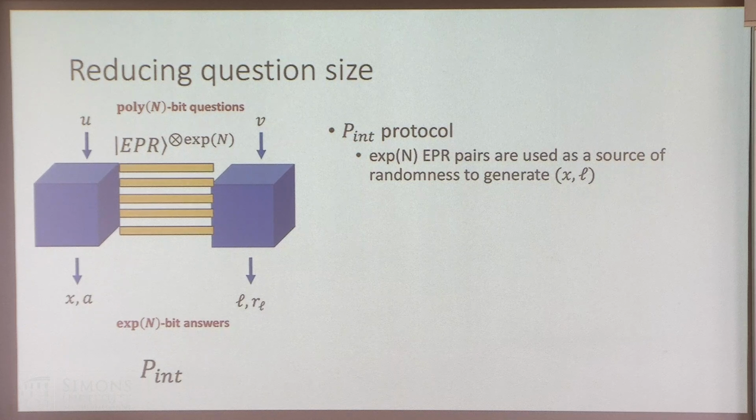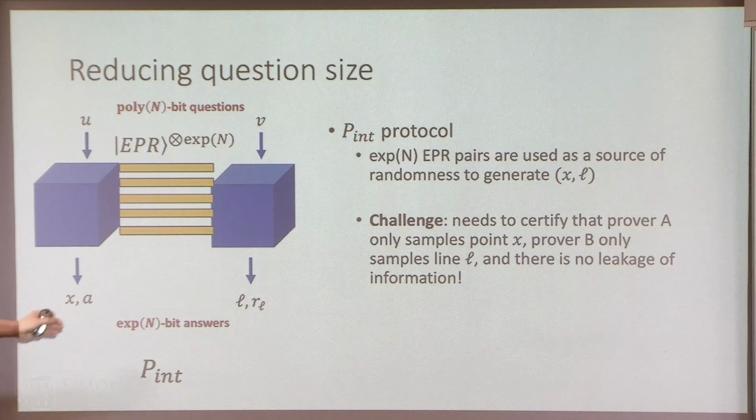Good. So in this P int, you certify many EPR pairs. The EPR pairs are going to be the source of randomness to generate this x and L according to the right distribution. It's very challenging to somehow force these provers to really sample. You want to say that this prover only samples x and learns nothing about L, even though they're using the shared EPR pairs. So you have to force this prover to not learn anything about L, and you have to design a protocol to do that. And the same for this other prover. But in the end, they do get this x, and the other only gets L, and then they respond.